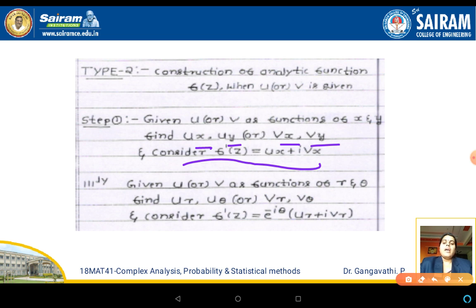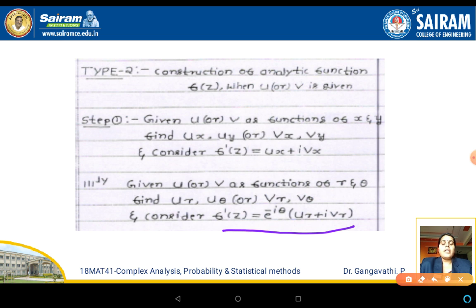Similarly, if u or v is a function of r and theta, so what I have told till now in step 1 is for the Cartesian form. If it is given in the polar form, u or v as a function of r and theta, then the given u or v must be differentiated with respect to r and theta, that is ur, u theta, vr and v theta. Once we find that, consider our f dash of z as e to the power of minus i theta times (ur plus i vr).